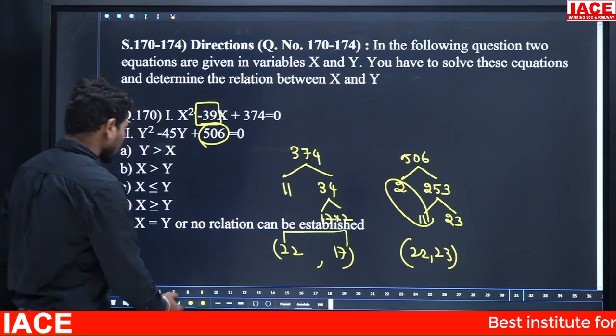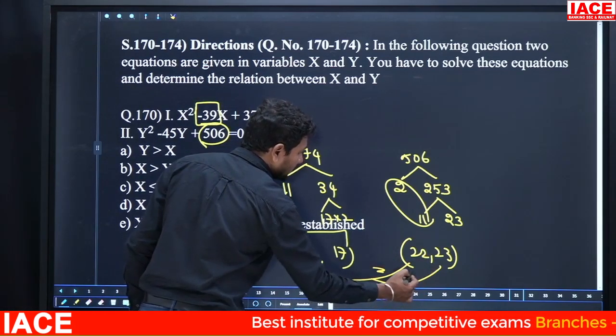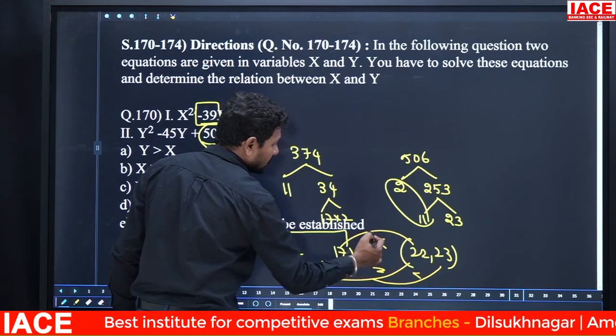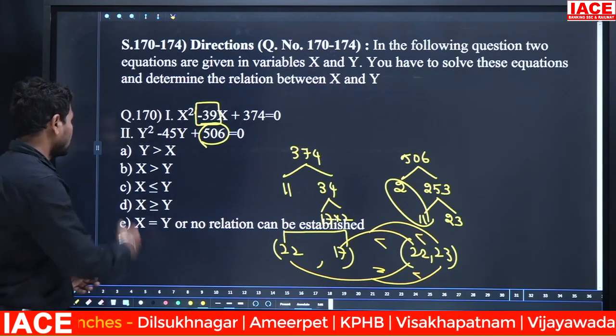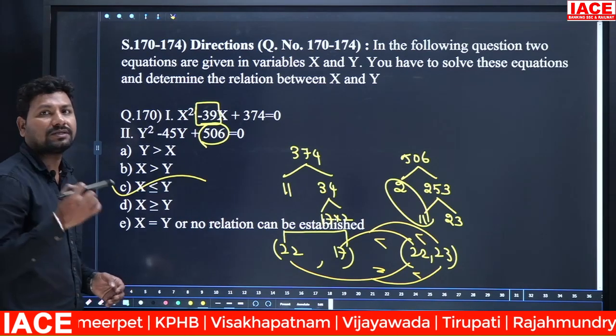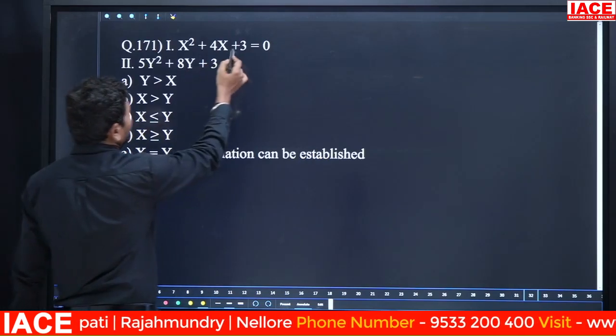Now comparing the results here, 22 and 22 are equal. 22 to 23, 23 is greater. 17 to 22, 22 is greater. 17 to 23, 23 is greater. Then the final answer is x less than or equal to y. Which option is correct? Option C is correct.